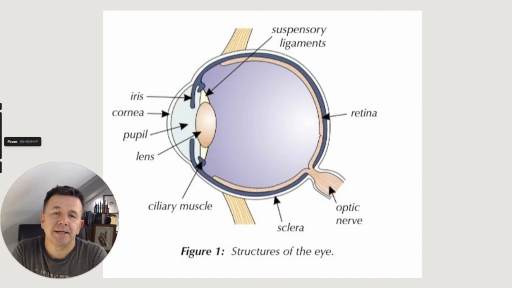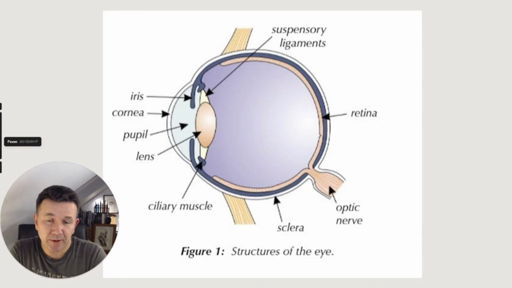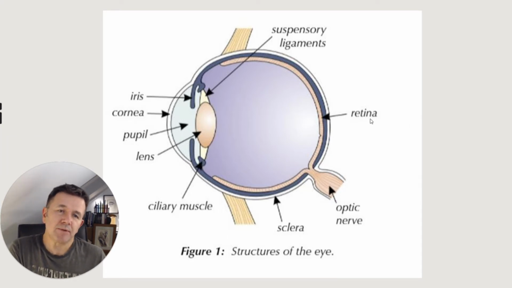Okay, so here is a diagram of the eye. These are the labels you're going to need to know, and you'll need to know what the functions are as well. So the retina is where you find the receptors, things like rods and cones. When light hits the receptors, an electrical impulse is formed and it travels through the optic nerve.